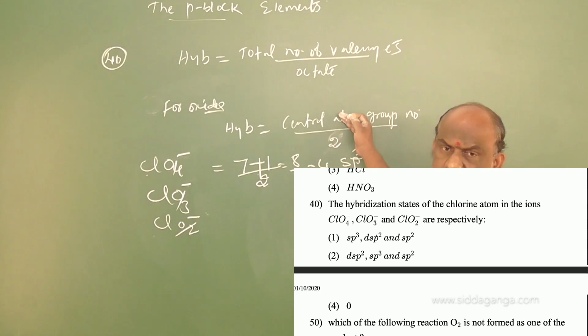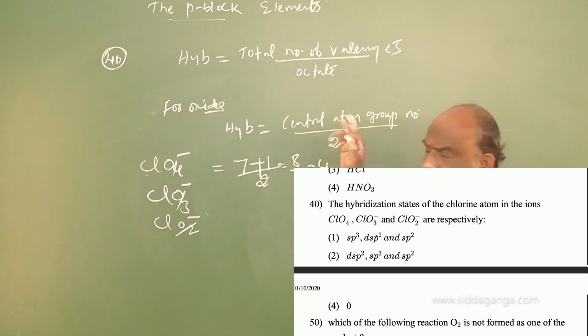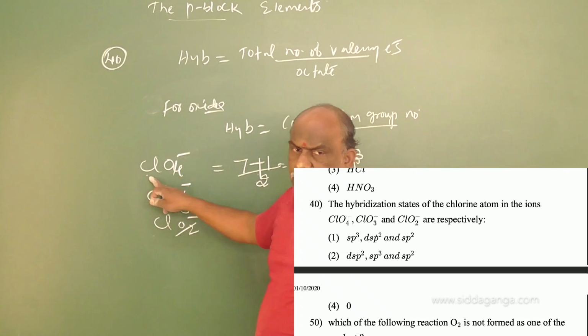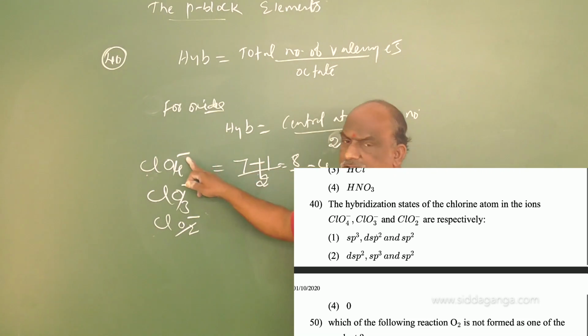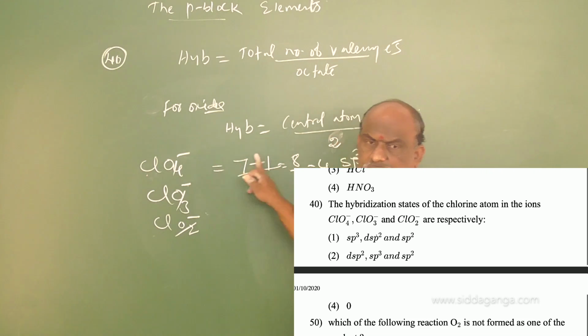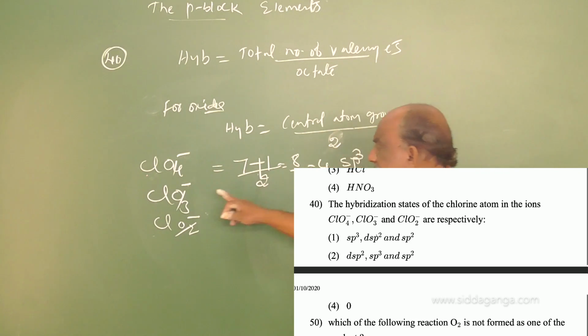If any oxide is there, you should go through this method only. Remove the oxygens. What is remaining? Only one element, chlorine. Chlorine belongs to the 7th group, and one charge is there, minus 1. Minus 1, so you should add plus 1. 7 plus 1 is 8, 8 by 2 is equal to 4. 4 means sp3.